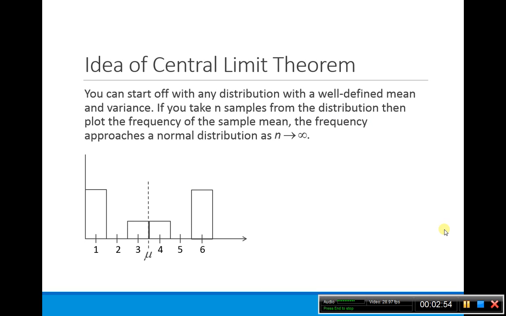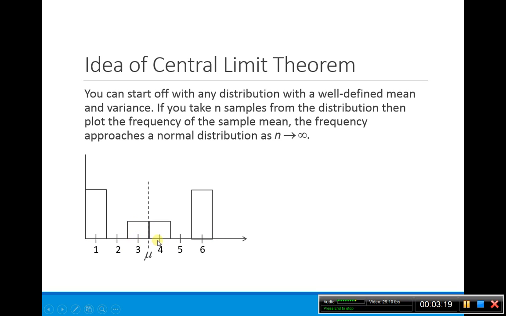Okay, so now the idea of the central limit theorem. We can start off with any distribution that has a well-defined mean and variance. So this is a distribution. It's not one that you would see in the books because it's not a normal distribution. And by normal, I don't mean normal distribution. It's not a standard distribution. That's probably the better word. So this isn't a standard distribution that you would see anywhere.